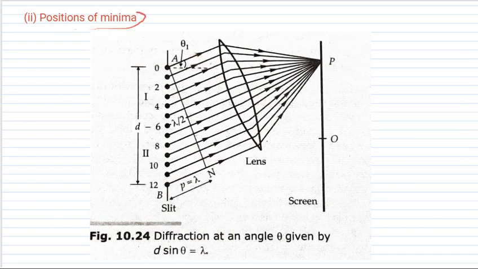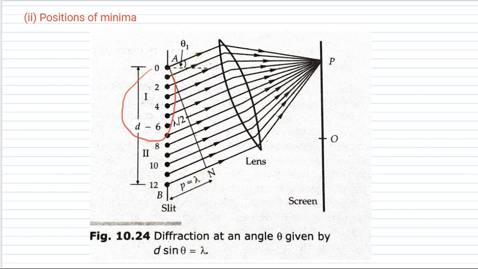Next, we will derive the expression for the position of minima. Now, to obtain the position of the minima, the path difference should be a multiple of lambda. In my last class, I showed you what happens if the path difference is a multiple of lambda. In that case, what happens?